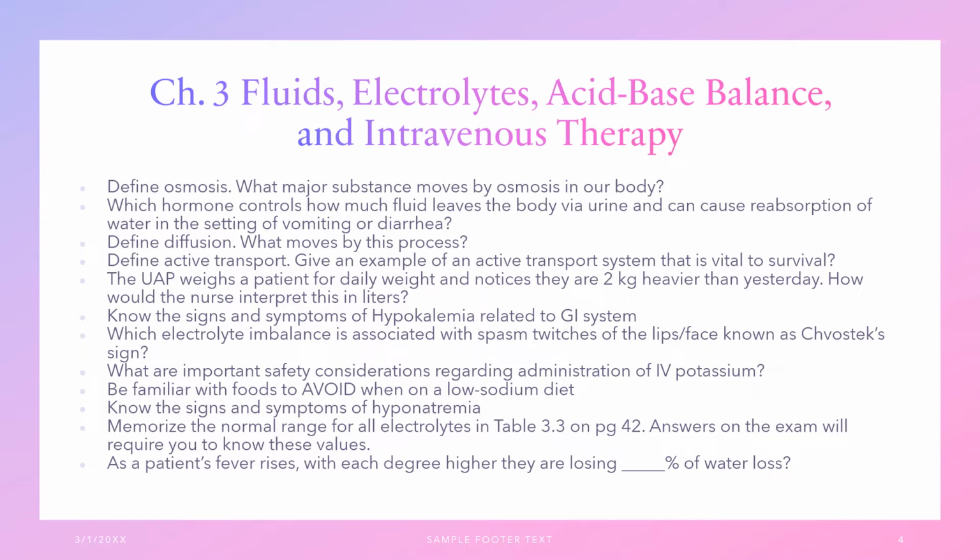That's going to be found on page 32, and that's antidiuretic hormone, or ADH. It is released by the posterior pituitary, and it controls how much fluid leaves the body in our urine and causes reabsorption of water from the kidney tubules.